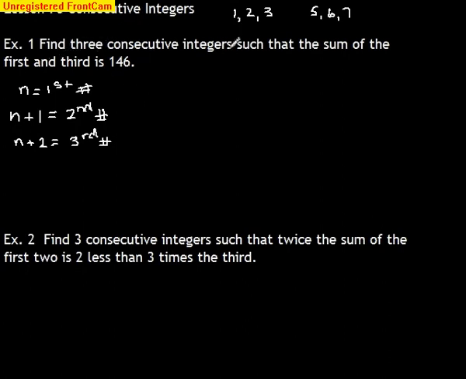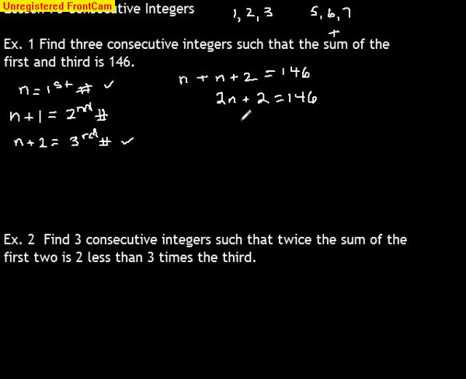Find three consecutive integers such that the sum of the first and the third is 146. Since we have a heading, it's real easy to find what the first and third are. Sum means addition, so we add together the first and the third. So we have n plus n plus 2, because that's our third, equals 146. So you set up a simple equation. We add the like terms: 2n plus 2 equals 146.